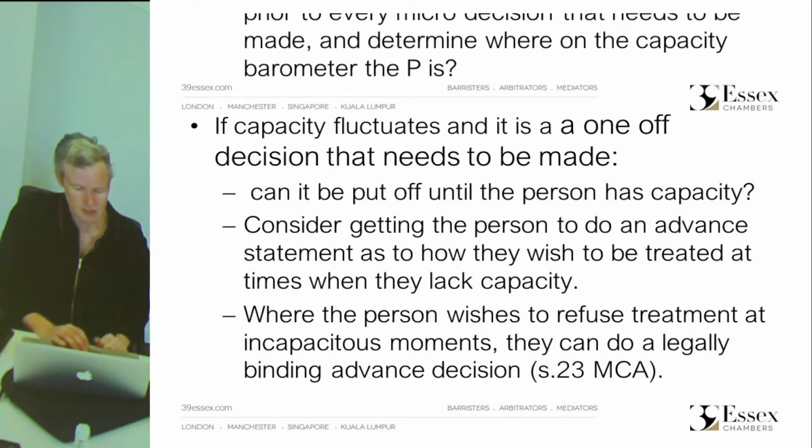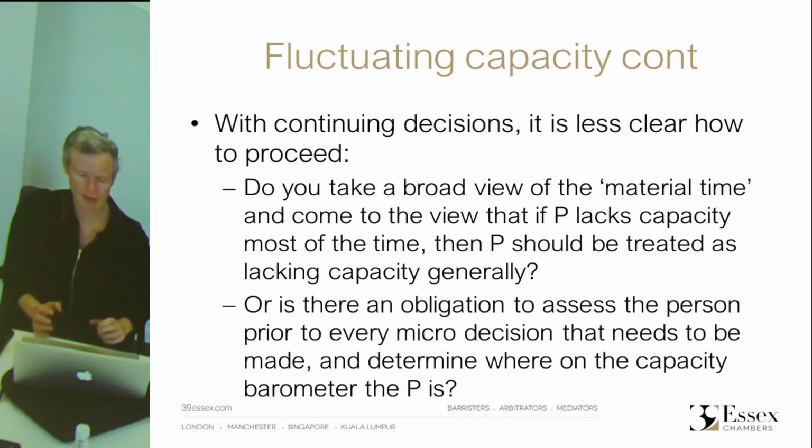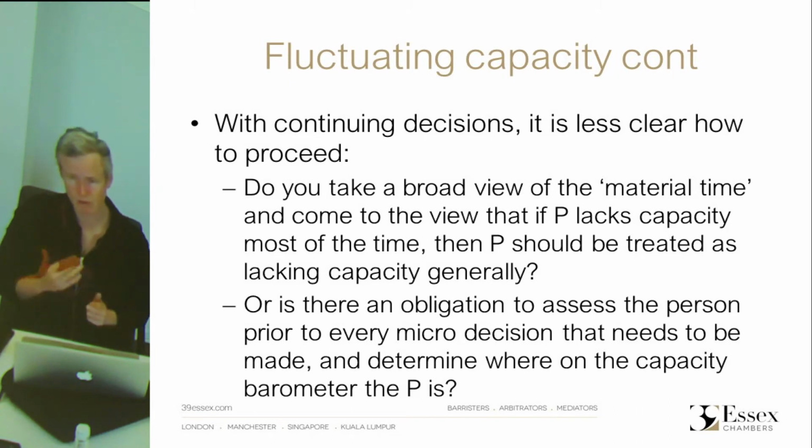So I'm now going on to the next slide, which is when fluctuating capacity continued, which deals with continuing decisions. So it's less clear to work out how you deal with somebody who needs to make ongoing decisions or continuing decisions. The decisions about personal care, decisions about, in the case of CDM, diabetes management. A number of decisions need to be made frequently through the day, through the weeks, etc.